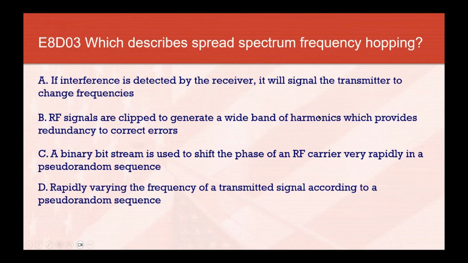Okay. What describes spread spectrum frequency hopping? Varying the frequency of a transmitting signal according to a pseudo-random sequence. And again, the transmitter knows this sequence of frequencies that will be used, and the receiver knows as well, so they can stay in sync with one another.